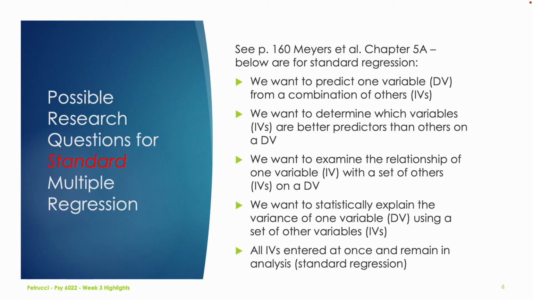So in Myers et al., they do a really nice job of explaining on page 160 the goals or how to think about writing a research question for standard multiple regression. So you can do all or some of these things that are listed here. So we use standard regression when we want to predict one variable, one dependent variable, from a combination of other independent variables. We might use it when we wanted to determine which independent variables are better predictors than others. We would use standard regression when we want to examine the relationship of one independent variable in the presence of all the other independent variables.